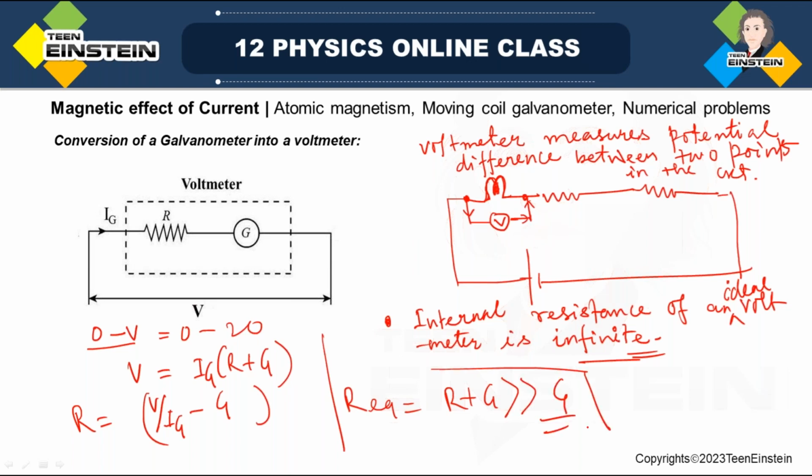This is another point. In this case, by just increasing or decreasing this resistance R, we can actually make the range more or less, we can increase the range or decrease the range.